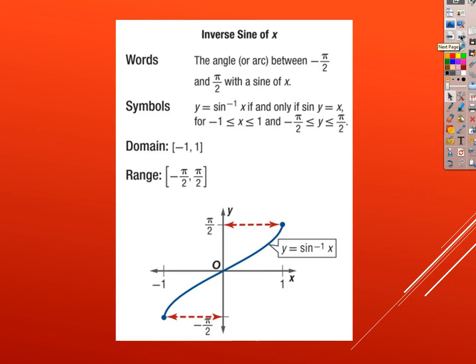Here's the formal definition of things that you need to know. You need to know what inverse sine looks like. You need to know that its domain is from negative 1 to 1. You need to know that its range is from negative pi over 2 to pi over 2. And that's the entire function. There's nothing more than that. There's nothing higher, nothing lower, nothing to the right, nothing to the left. It doesn't go on forever. This right here is my entire function.